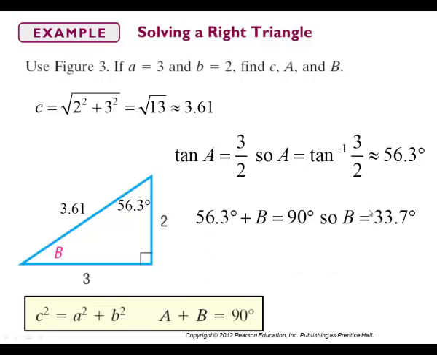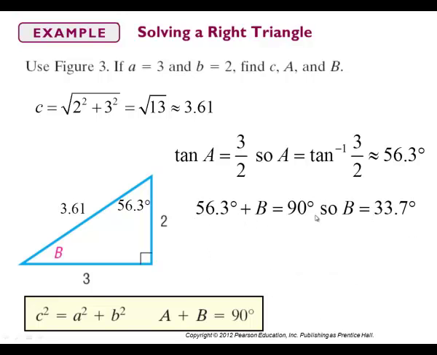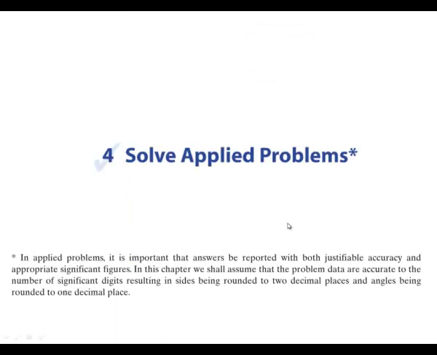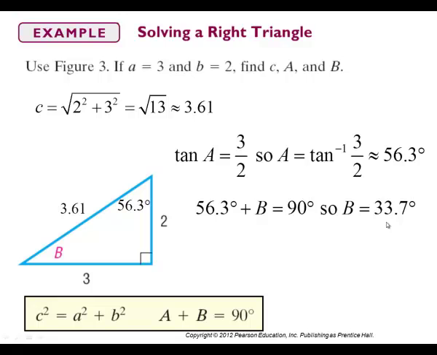And then they went ahead and subtracted 56.3 from 90, and they got their third angle, which is 33.7. We used 33.69. They rounded up to 33.7. And we used 56.31. They just rounded to 56.3. So the methods were different, but the answers were the same. So there's many different ways that you could solve the same triangle.